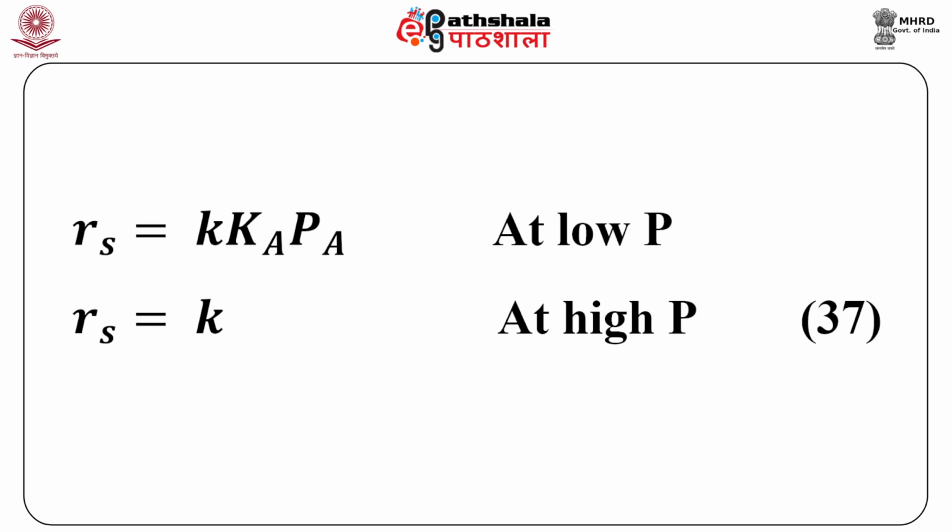Thus, we find that the reaction becomes of the first order at low pressure and of the zero order at high pressure. The latter can be explained by the fact that at high pressure, the surface gets completely covered by a monolayer of gas molecules, showing no further increase in the rate with increase in the pressure. An example is the decomposition of phosphine, PH3 gas, in the presence of tungsten as the catalyst at 700 degrees Celsius. The reaction follows first order kinetics below 10 to the power minus 2 torr and zero order above 1 torr.